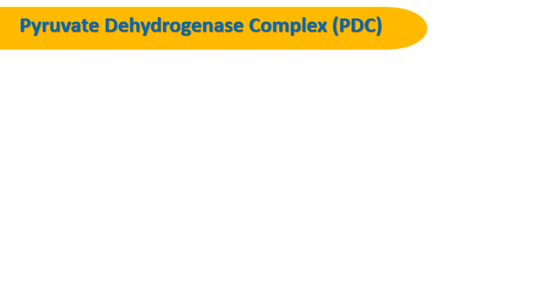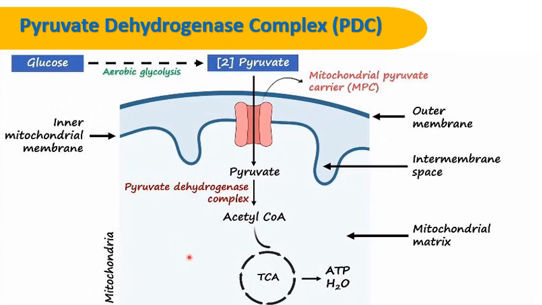Now, let's dive in to look at this pyruvate dehydrogenase complex, which I designate as PDC. In the breakdown of glucose to generate energy, the glucose molecule is first broken down into two pyruvate molecules. One glucose molecule, through the process of glycolysis, is broken down into two pyruvate molecules. Now, this reaction takes place in the cytosol.